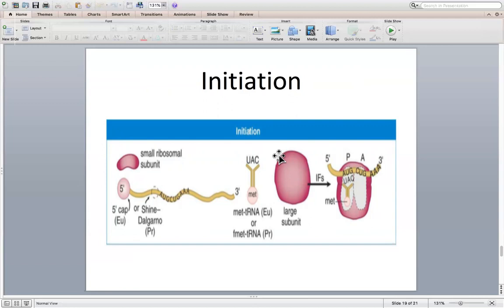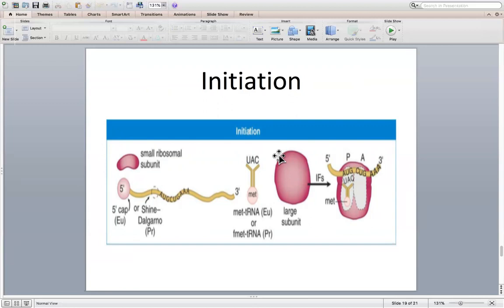Then the charged initiator tRNA, so remember, the tRNA that has the amino acid attached to it, the initiator tRNA is going to be the first one, and that's going to bind to the AUG start codon. And that's going to be done through what's known as base pairing. And base pairing is going to occur at the P site of the ribosome.